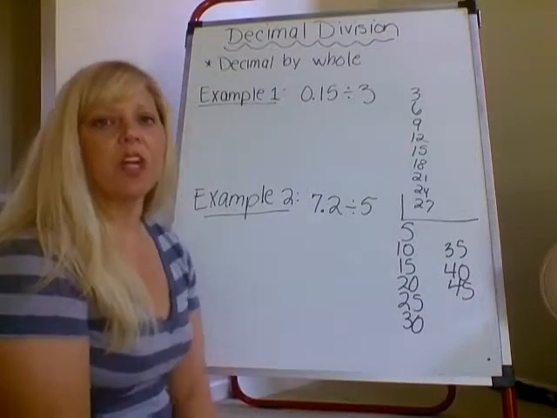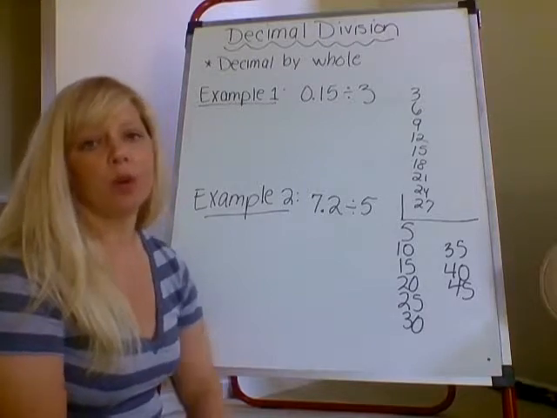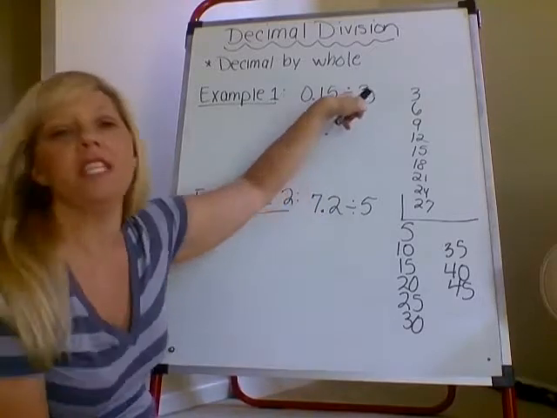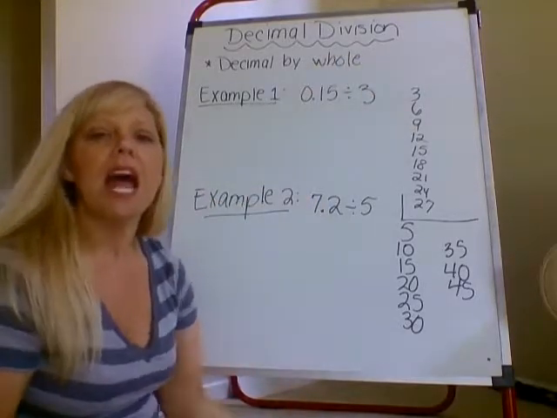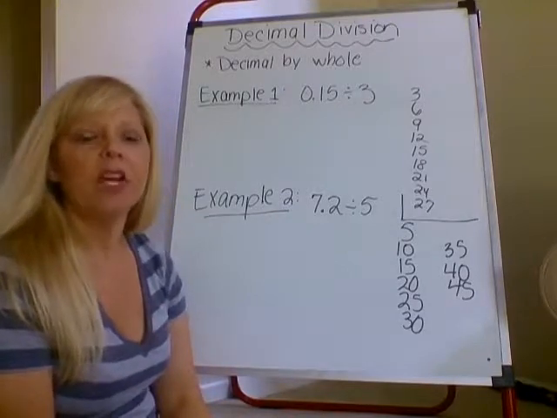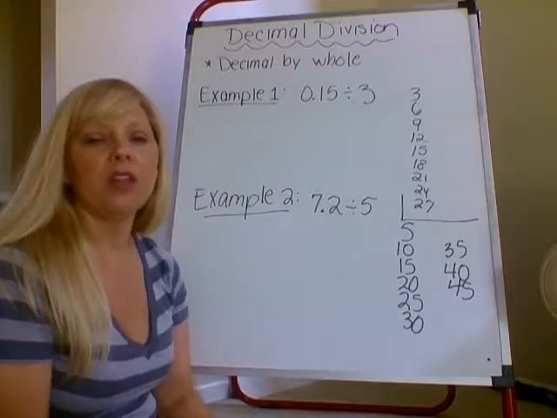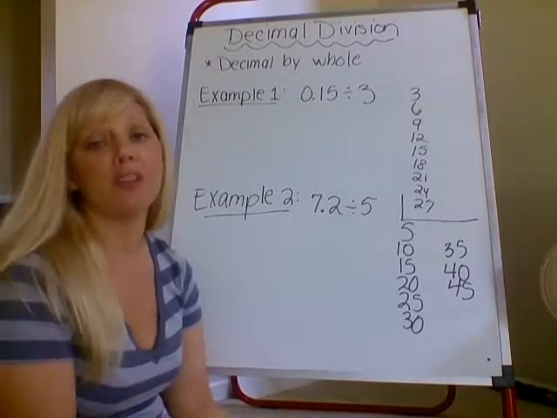In this mini lesson, we're going to be doing decimal division, and this is going to be decimal by whole number only. So let's think of some money first. If I have 15 cents and I want to divide them into three equal groups, how much money would I have? So let's think about it. 15 pennies being divided into three equal groups. Well, that'll give me a nickel in each group, or 5 pennies.